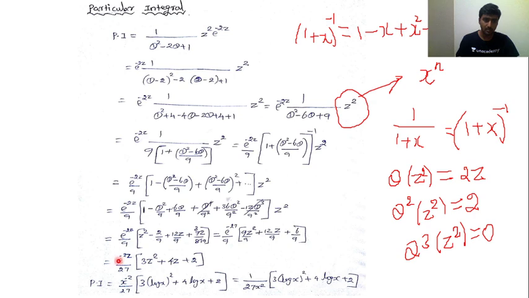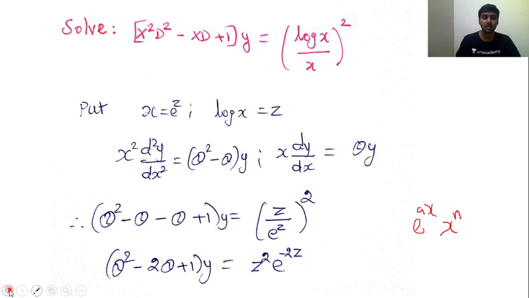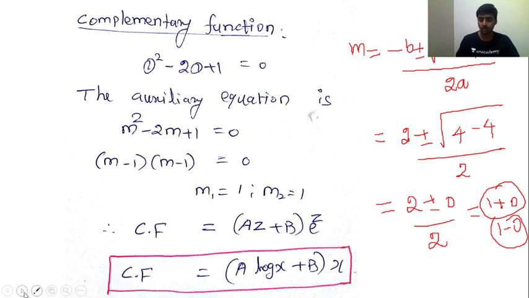So x power e power minus 2z is equal to x power minus 2 divided by 27 into z square, with z replaced by log x. So z square is log x the whole square, plus 4 log x plus 2. Now x power minus 2 is equal to 1 divided by x square. So 1 divided by 27 x square into 3 log x the whole square plus 4 log x plus 2. So this is the particular integral. The total solution for the given differential equation is the complementary function plus the particular integral.